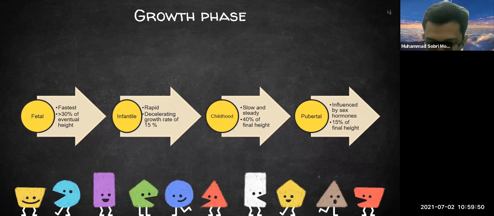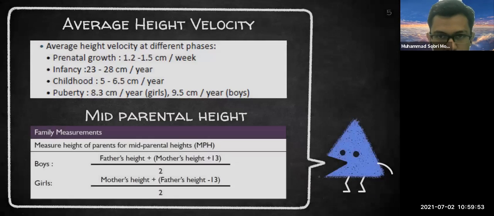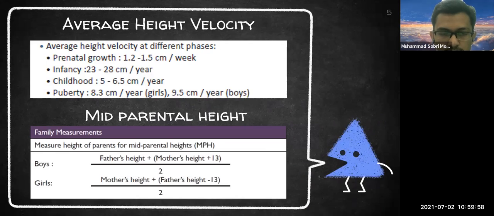Okay. So next is about the average height velocity. So basically means at which rate a person is growing, and it has a different rate at different phases. You can see in prenatal growth, it has a rate about 1.2 to 1.5 centimeter per week, and infancy about 23 to 28 centimeter per year, in childhood 5 to 6.5 centimeter per year, and lastly in puberty, there is a difference between girls and boys, in which in girls about 8.3 centimeter per year, and in boys 9.5 centimeter per year.